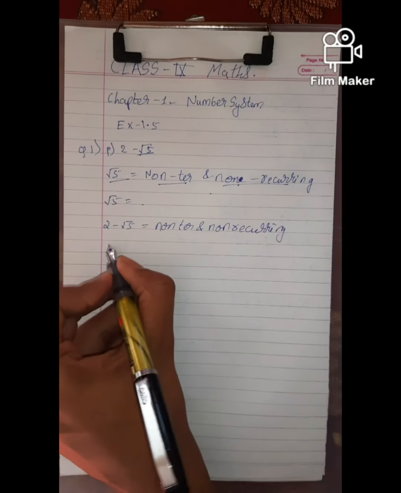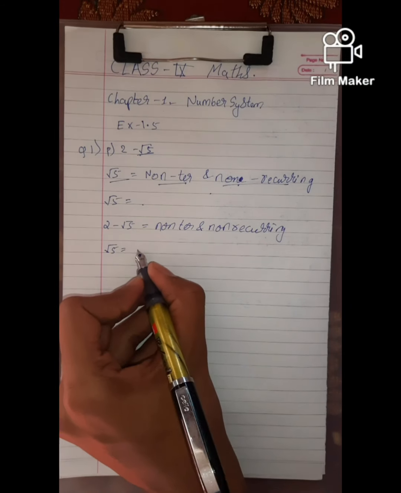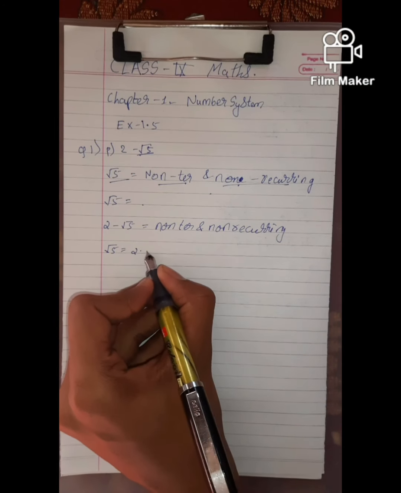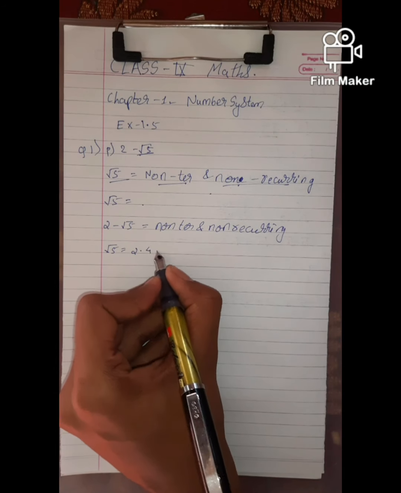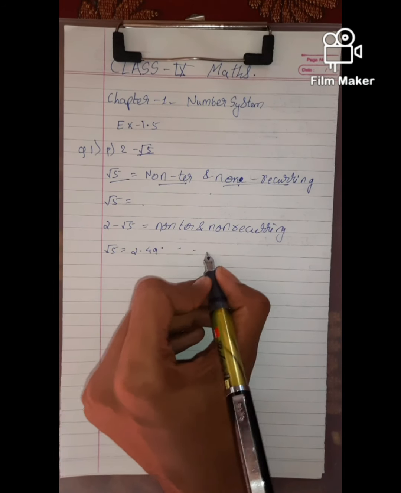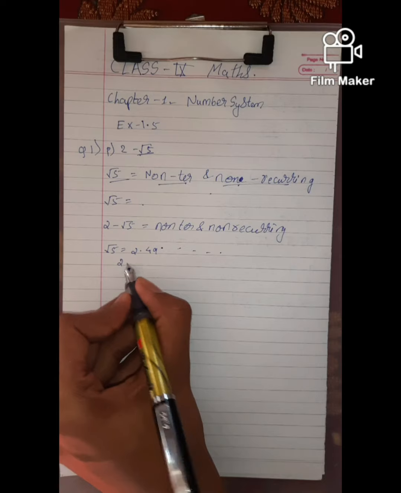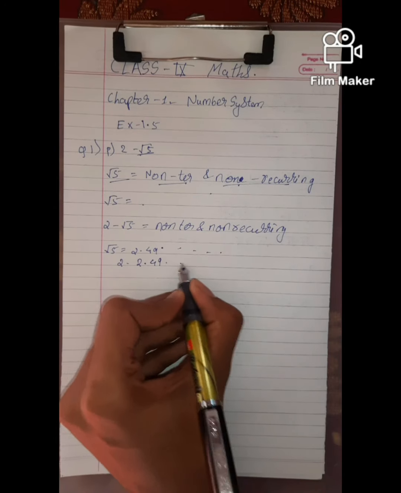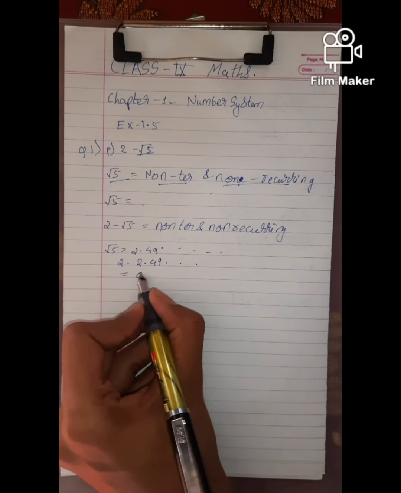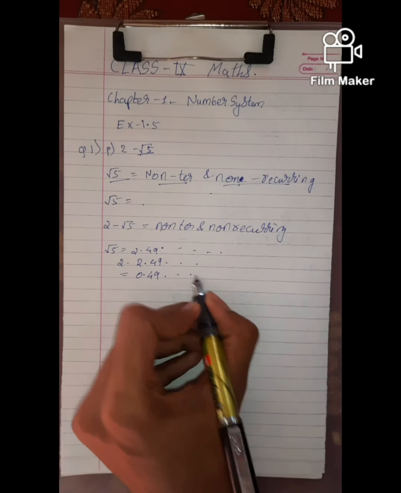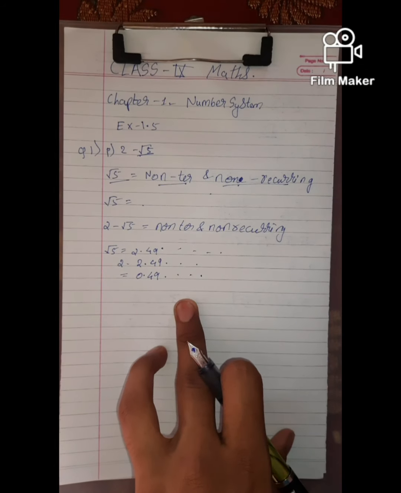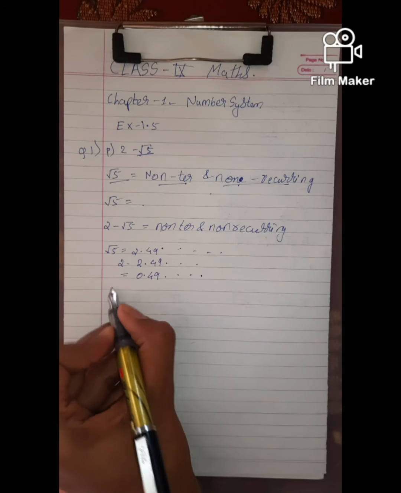As you know, the value of root 5 is nearly equal to 2.49 something. So 2 minus 2.49 dot will always be 0.49 dot, which is non-terminating and non-recurring. So therefore this is an irrational number.